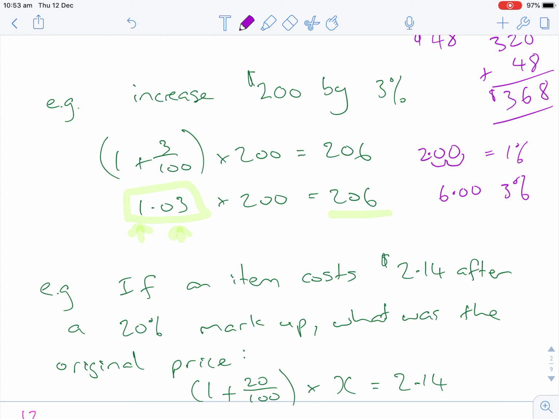So in this case, I would have gone 6 plus my original amount of 200, which would have given me 206. And I haven't kept that very neat and in line there, but you get the gist. I'm pretty sure you can all add 6. So that's one way.